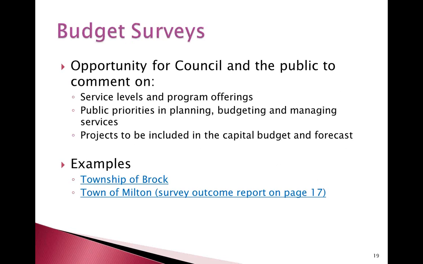So budget surveys. This was a common theme that a lot of people want to implement into their public engagement process. They're an opportunity for council and the public to comment on service levels and program offerings, priorities, and projects that are going to be included in the capital budget and forecast. A couple of examples there. Township of Brock have done an extensive survey, and then the town of Milton is an example of how to compile all of the comments together.